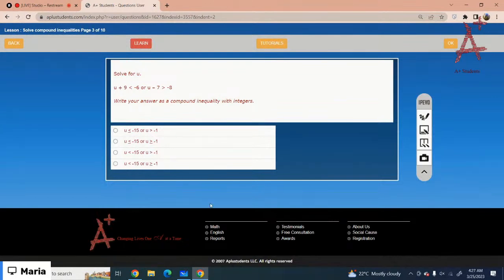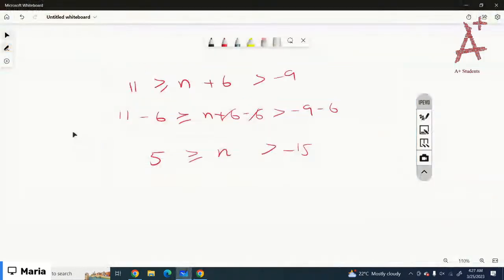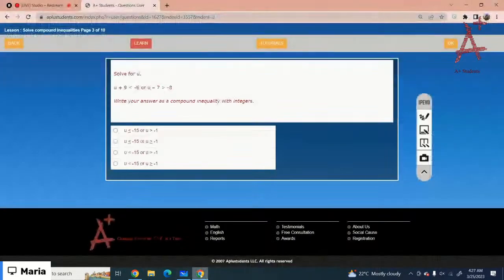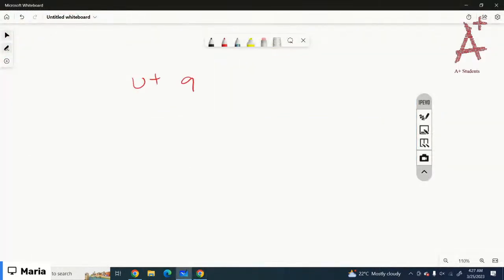Okay, the next one is solve for u plus 9 is less than negative 6, or u minus 7 is greater than negative 8. Let me just write it down on the board. So it is u plus 9 is less than negative 6, and the second one is u minus 7 is greater than negative 8. So you have to remove that 9, so just subtract 9 from both sides. It would be negative 6 minus 9, that is negative 15. So u is less than negative 15.